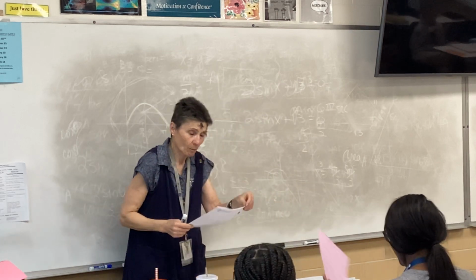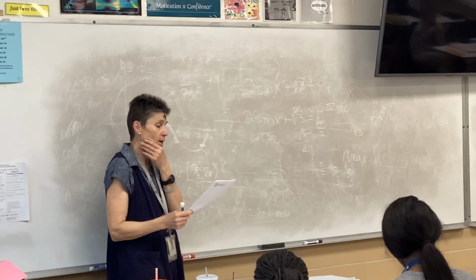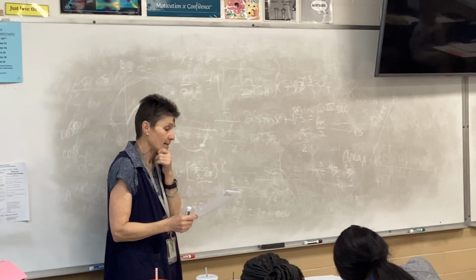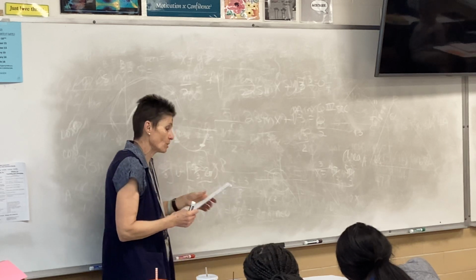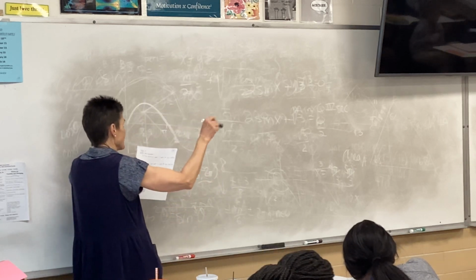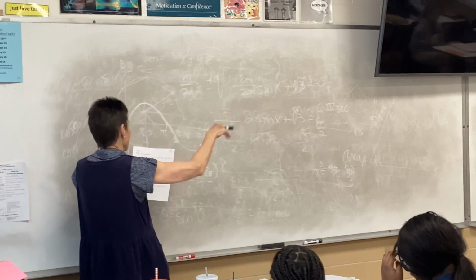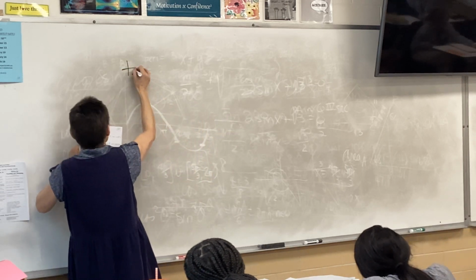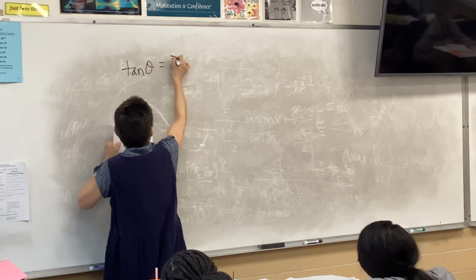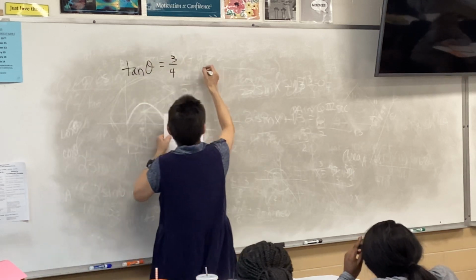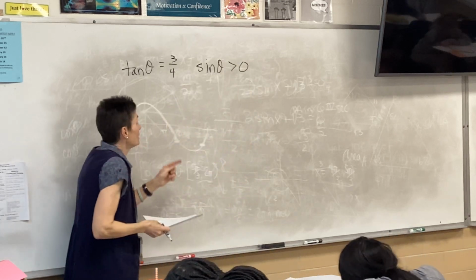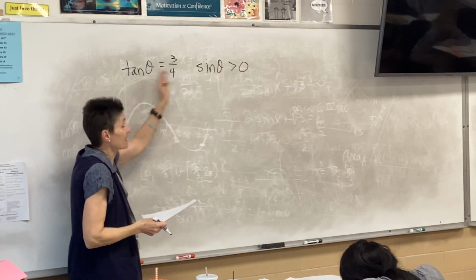All right, so here we go. We're on our notes. 5-1, no calculator. We're going to find sine and cosine if tangent is 3/4 and sine is greater than 0. That should be greater than 0. So let's look at this given. This is actually not new. You know how to do this already. So this is the given.